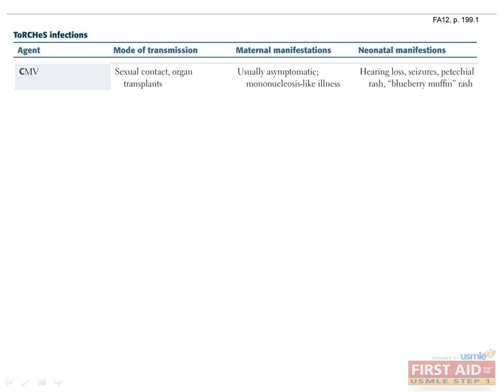Cytomegalovirus is a very common pathogen, and it's likely that most people have it. It can be acquired through sexual contact and organ transplants. It's almost always asymptomatic and only really causes problems in patients who are immunocompromised, such as those with HIV, or when passed from a mother to a fetus, in which case it can cause hearing loss, seizures, and a petechial blueberry muffin rash that is similar to rubella.